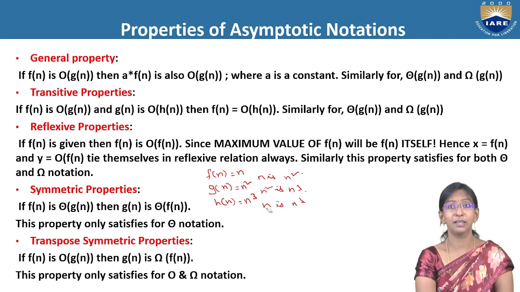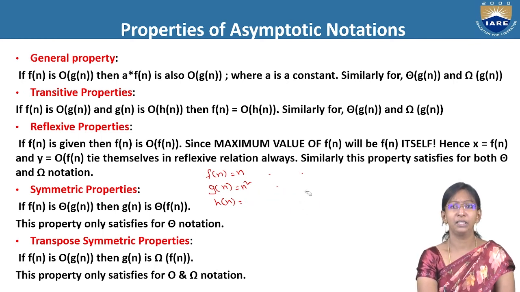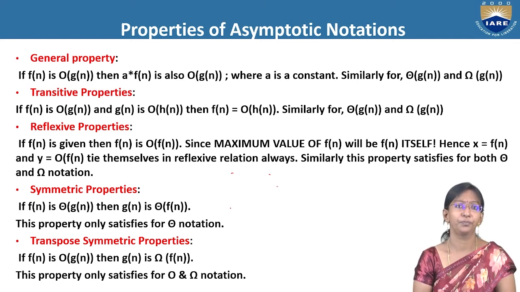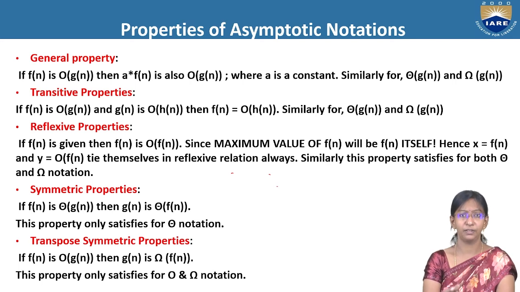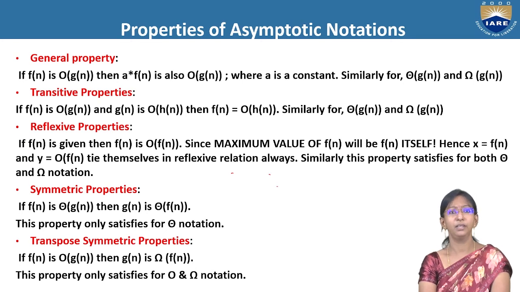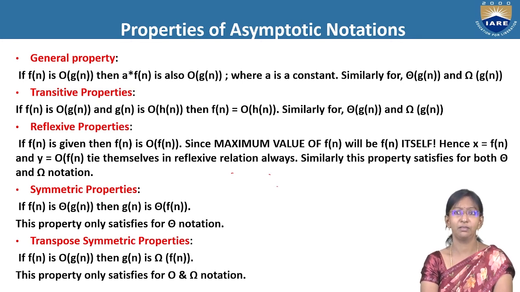It is transitive, right? So with this, I can say that big O notation is transitive in nature. And the same works with theta and omega, which I have explained using the transitive property. Coming to reflexive property. If f of n is a given function, then f of n is big O of f of n. It is reflexive. The maximum value of f of n will be f of n itself, the function. It will be itself, right?